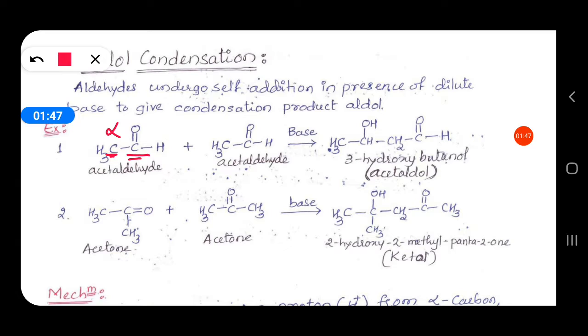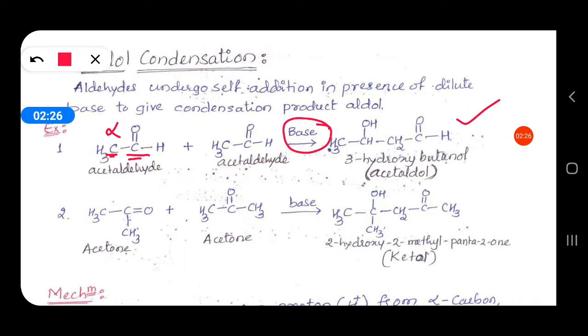For example, two molecules of acetaldehyde undergo self-addition, and by removing a mole of water, both are added, and that is called condensation. So in presence of base, dilute NaOH can be used here, and it gives the addition product called 3-hydroxybutanal, or acetaldol. Aldol, which is obtained from acetaldehyde.